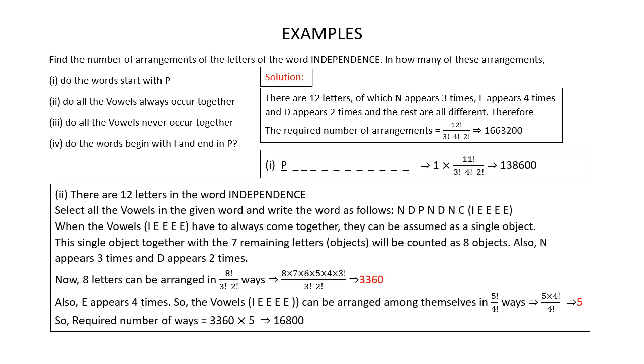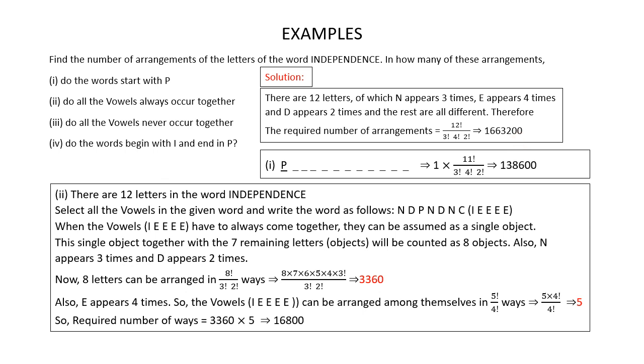So the required number of arrangements is equal to 12 factorial divided by 3 factorial multiplied by 4 factorial multiplied by 2 factorial. On solving this, we get the required number of arrangements as 1,663,200.